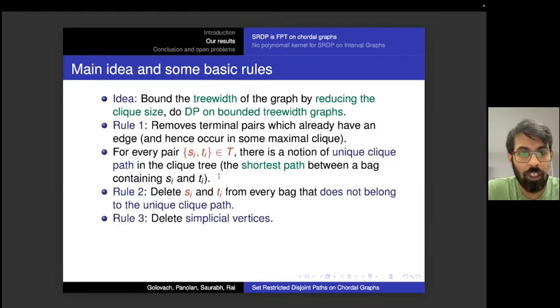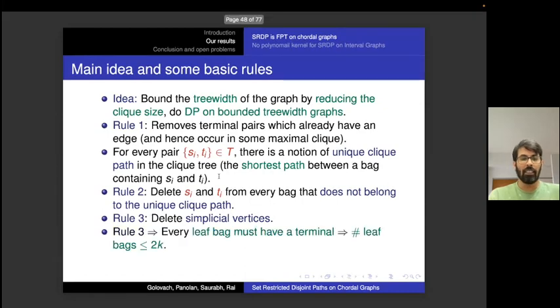So this is one reduction rule. And another reduction rule is we delete simplicial vertices. So what are simplicial vertices in a graph? Simplicial vertices are the vertices whose neighborhood is a clique. So why can we delete simplicial vertices? Because if a solution uses a simplicial vertex, I can find another solution which does not use it by just going between its neighbors. Because its neighbors are already being used, so we can short circuit this path. So we can delete simplicial vertices from the graph.